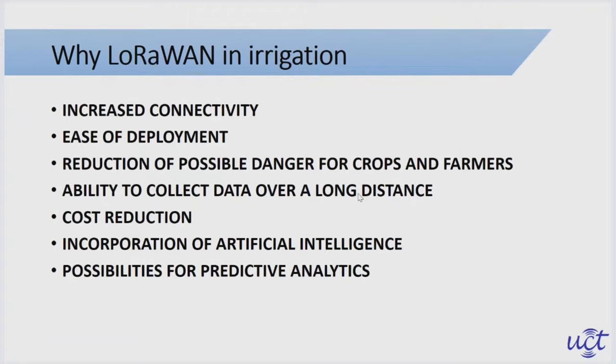Also, because we don't have to do the civil work for the cabling and the other things, the overall cost is reduced, and the sensors are also not that expensive. Also, the edge AI system that we are talking about, with predictive analytics, can be incorporated using LoRaWAN, because these sensors can collect a lot of parameters from our fields. We can get this data and use AI to do predictive analytics, crop yield prediction, and disease prediction.